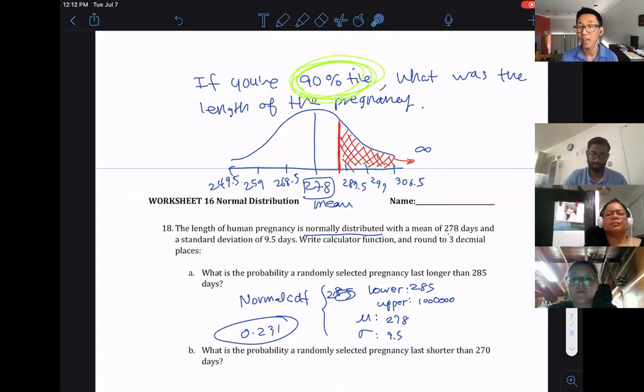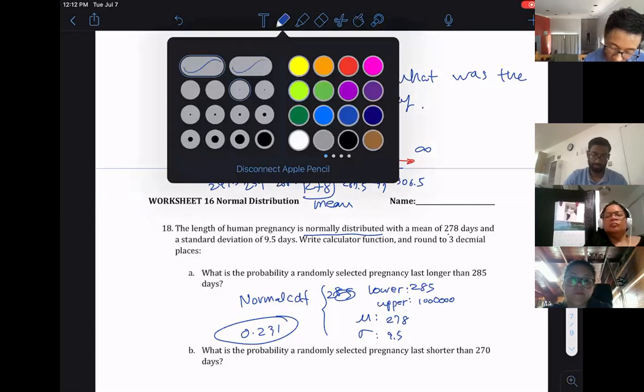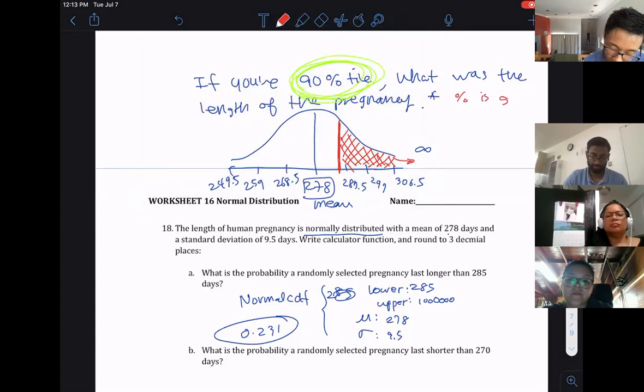Before, they gave you how many days, 285 days, and asked you to find the probability, which is basically the area. This question is a backward question, where the percentage is given and you're trying to find the score. So here I'm going to make a comment: percentage is given, and we are trying to find the score.